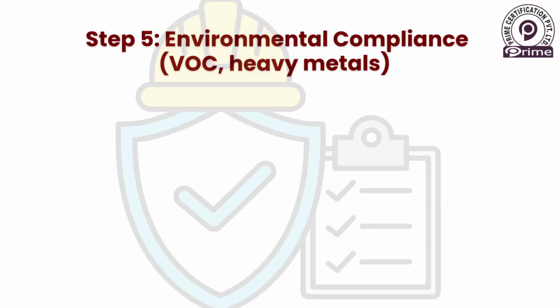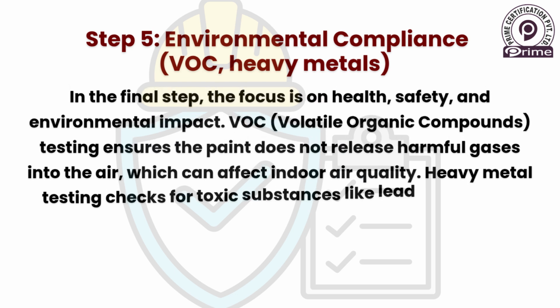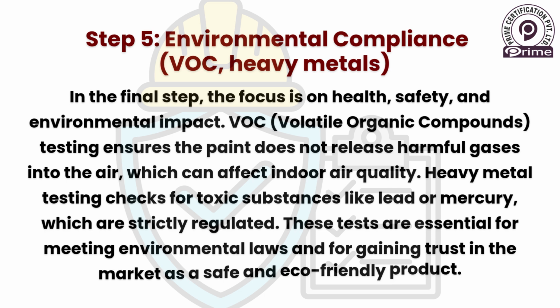Step 5. Environmental compliance: VOC, heavy metals. In the final step, the focus is on health, safety, and environmental impact. VOC, volatile organic compounds testing, ensures the paint does not release harmful gases into the air, which can affect indoor air quality. Heavy metal testing checks for toxic substances like lead or mercury, which are strictly regulated. These tests are essential for meeting environmental laws and for gaining trust in the market as a safe and eco-friendly product.